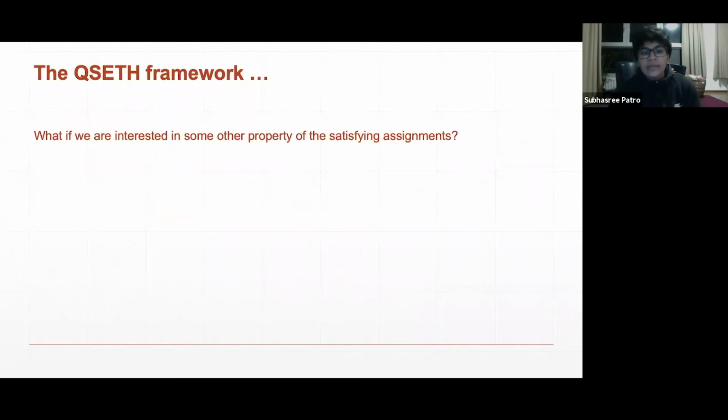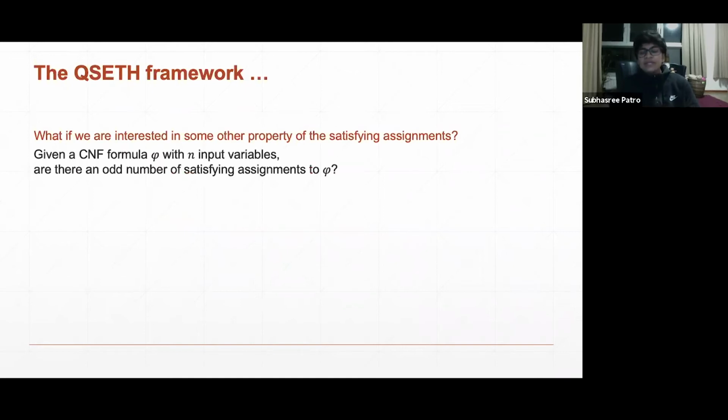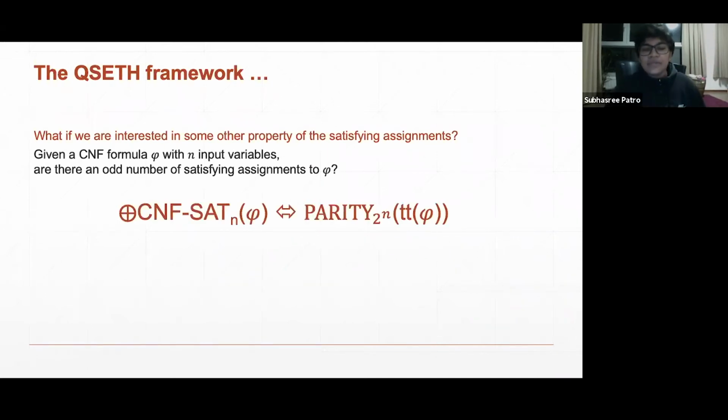But what if we are interested in some other property of satisfying assignments, meaning, given a CNF formula with n input variables, what if we are interested in knowing whether there are an odd number of satisfying assignments to phi, or an even number, or say the count of satisfying assignments to phi, or some property like that. So instead of CNF SAT, I now define a variant, say parity CNF SAT, which is nothing but the parity property on the truth table of phi.